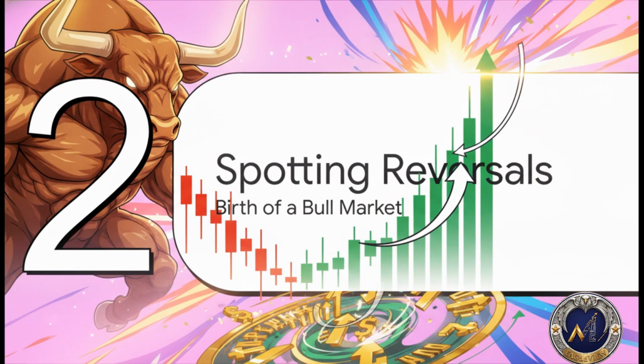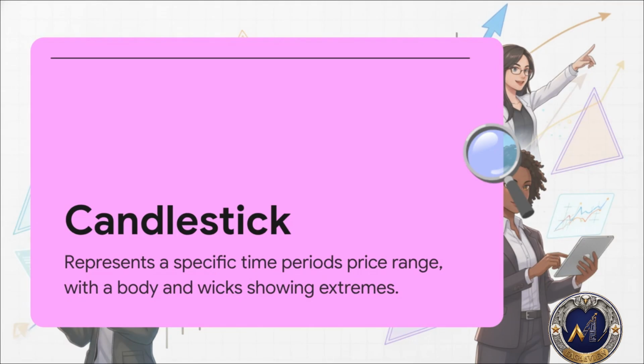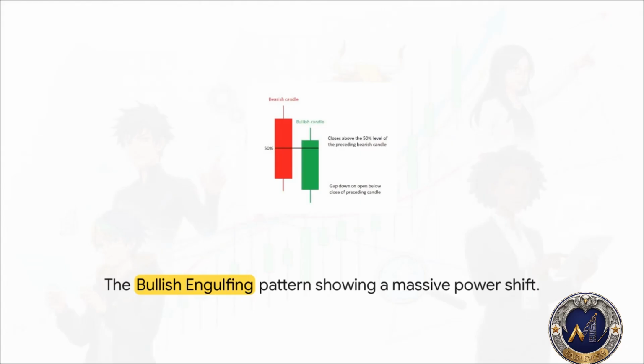Moving right along to Section 2, spotting a bullish reversal. This is where we witness the birth of a bull market. To read this battlefield, we rely on candlesticks. We already know the thick bodies show the open and close prices, but it's the thin wicks that reveal the real drama. Think of a wick as a visual scar. It shows exactly how far prices were pushed by one side before the opposing side fiercely fought back and reclaimed ground.